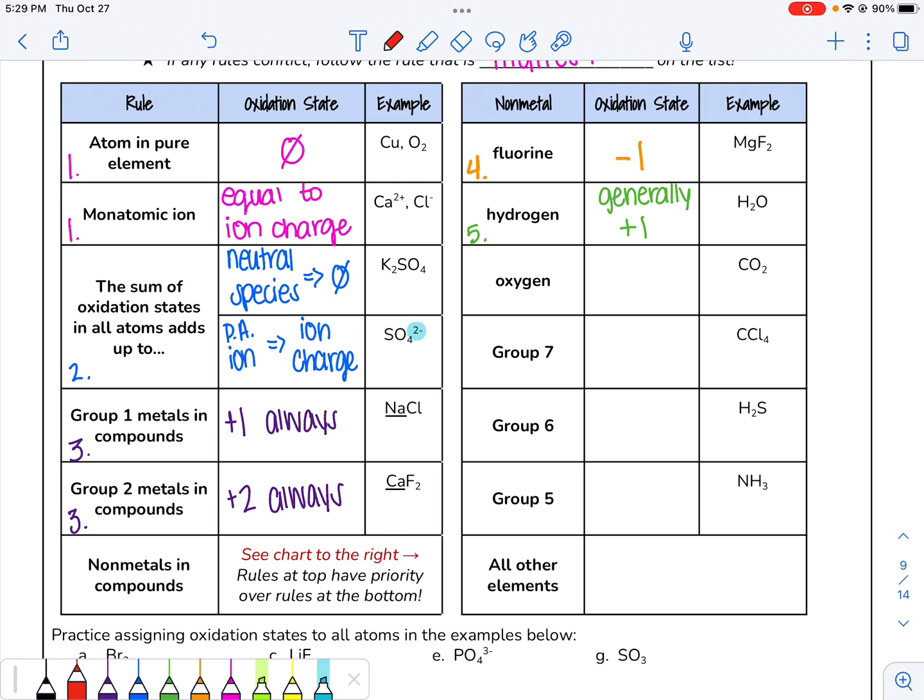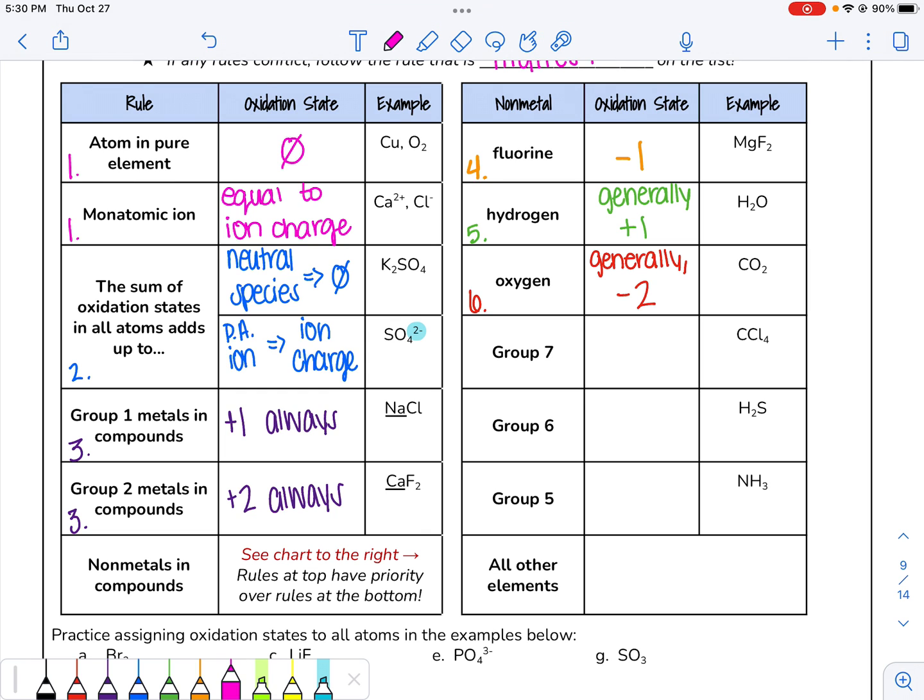Rule number 6, what color have I not used it? Gosh. Rule number 6 is that oxygen in general will get a -2 charge in compounds.